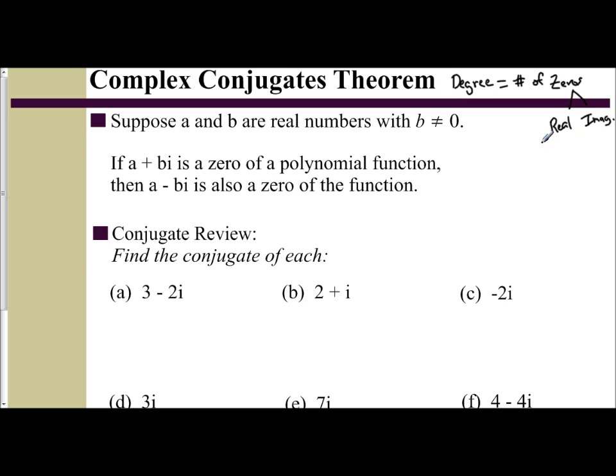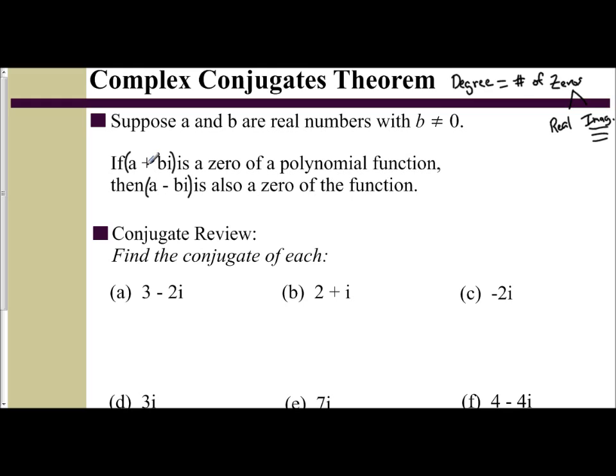And the reason why we have to focus on this complex conjugates theorem by understanding the fundamental theorem of algebra is the imaginary zeros. Suppose a and b are real numbers where b is not equal to 0. If a plus bi is a zero, so if this complex number, a plus bi, is a zero of the polynomial function, then a minus bi has to be a zero of the function as well.